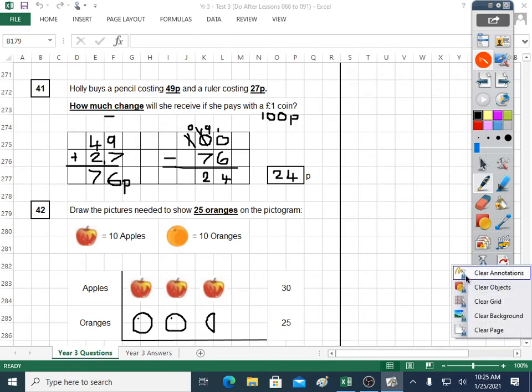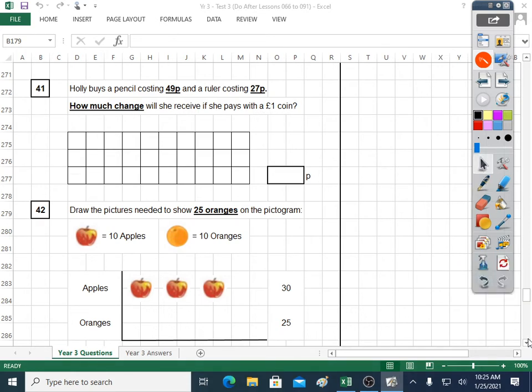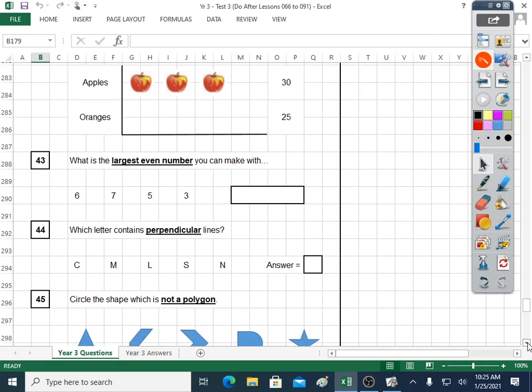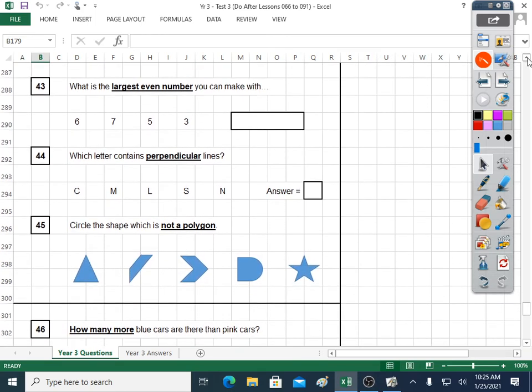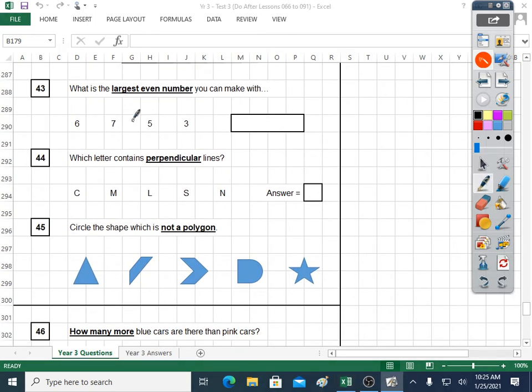On to question 43. Nearly finished this test now. What is the largest even number, or they're getting tricky now, you can make with this? So even, odd, odd, odd. So if it's got to be an even number, this 6 has to go at the end, because it's the end digit that makes things odd or even. Now we need the largest even number, so put the numbers in order of size, biggest at the front. 7, 5, 3, 6. But a 6 has to go at the end, or it wouldn't be even, would it?